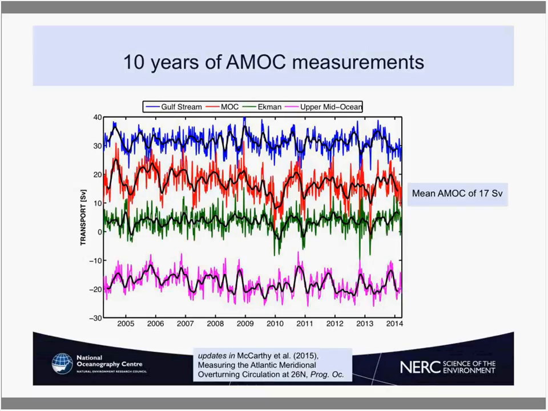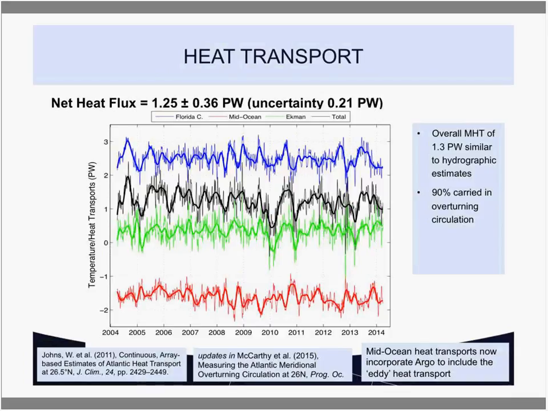For the full 10-year time series, the AMOC is 17 Sverdrups, which is actually quite a bit lower than what we started off with. In the first couple of years, it was more like 18.5 Sverdrups, so we've seen a decline. The AMOC is important because it moves heat around the globe.